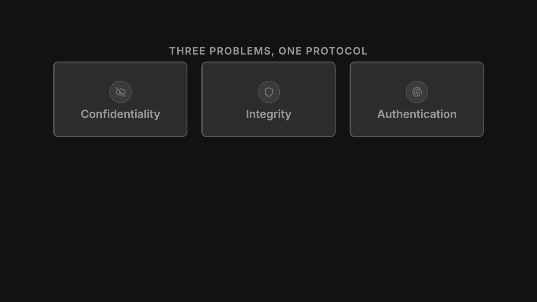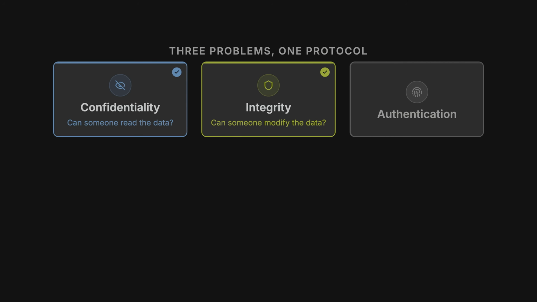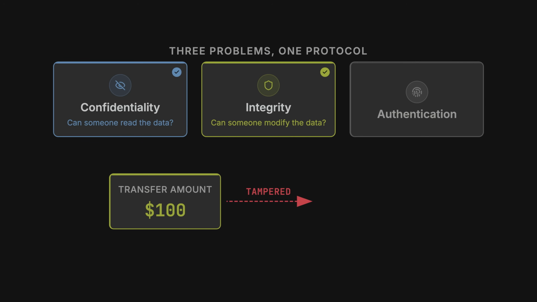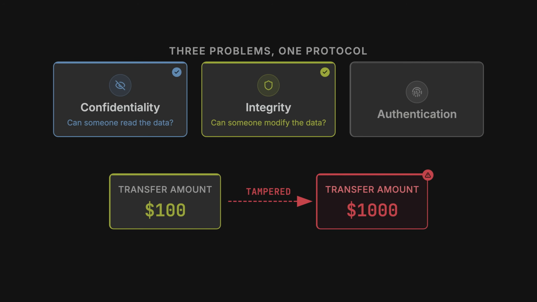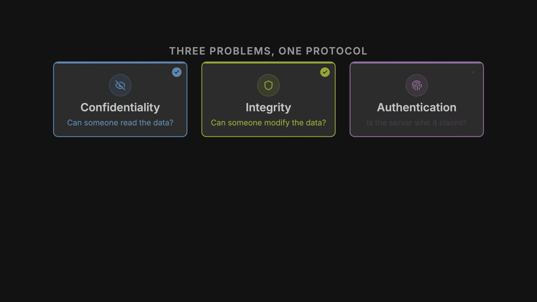TLS solves three distinct problems at once. Confidentiality. Can someone read the data in transit? Integrity. Can someone modify the data without you noticing? Encrypting your bank transfer amount doesn't help if someone could change it after you sent it but before it arrived, and you'd have no way of detecting that.